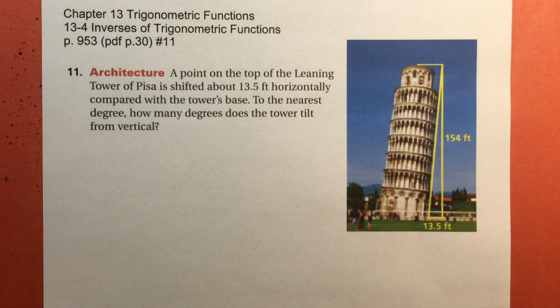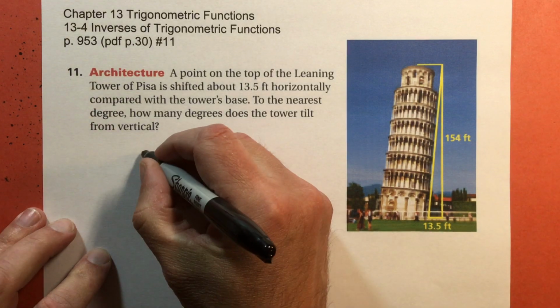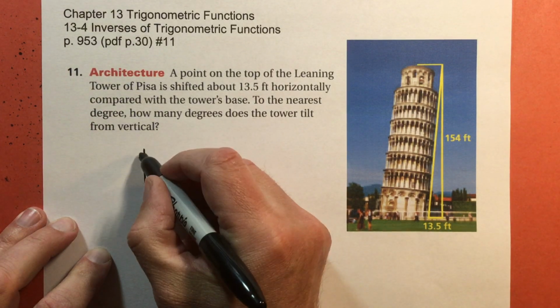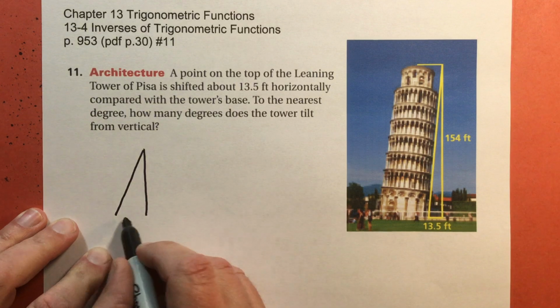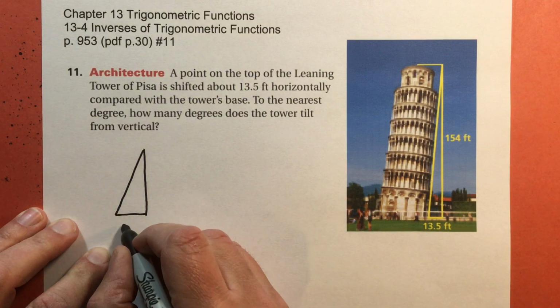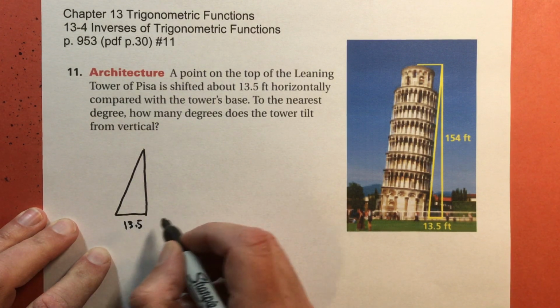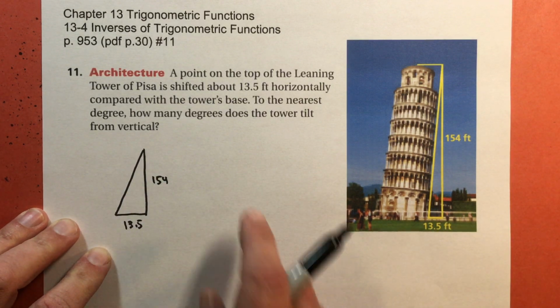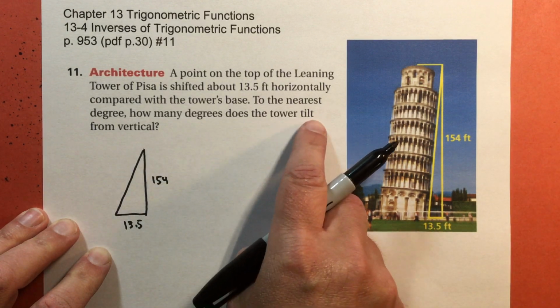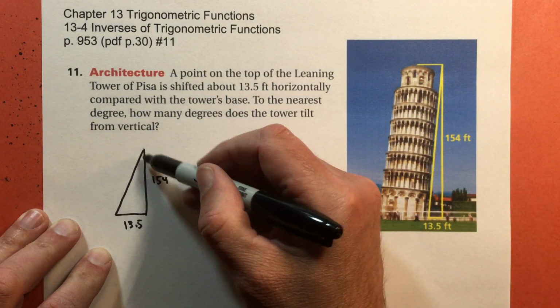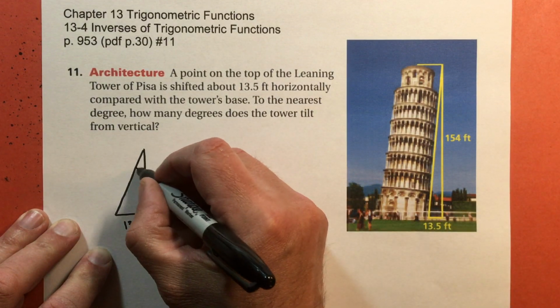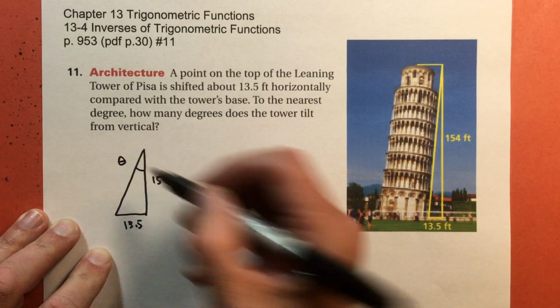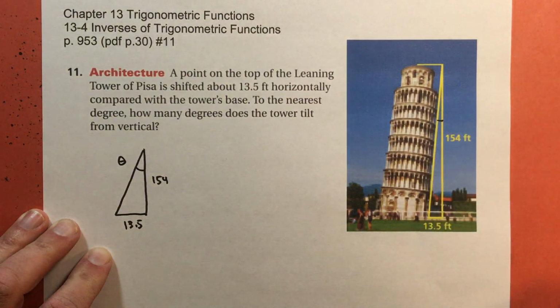So the picture is a little confusing with this, okay? But just using what we have here, we have this triangle, and I'll exaggerate it just a little bit. It's not drawn to scale. This is 13.5 feet, and this is 154 feet. The question is, how many degrees does the tower tilt from vertical? So again, this is the vertical, so the angle that they're asking for is that angle right there.